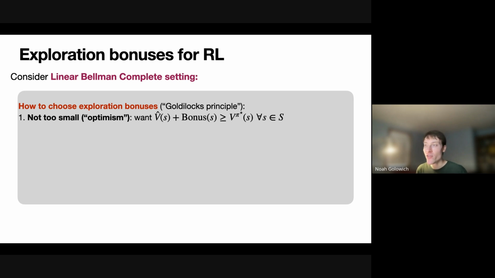Now, a trivial way to satisfy this constraint is just to set the bonus to be the maximum possible value at all states. That's not very useful. So we need an additional constraint on our bonus, and this is that the bonus at a state will actually decrease as we explore that state more. So these 2 requirements, namely that the bonus is not too small and not too large, are in some sense in tension, and a key challenge is to trade off these requirements in the right manner.